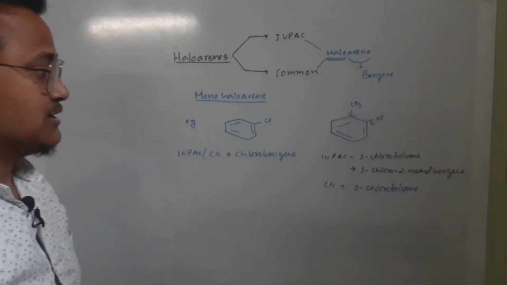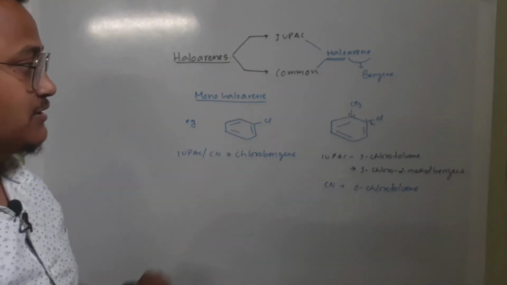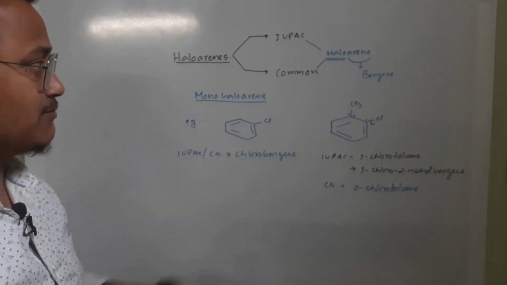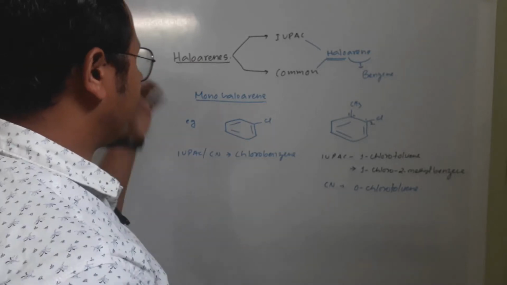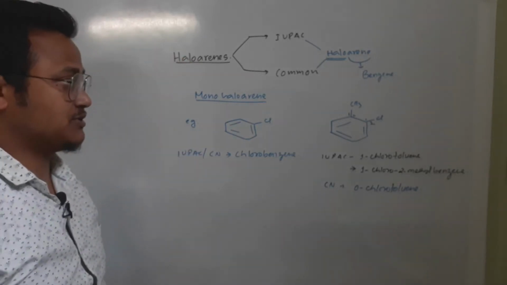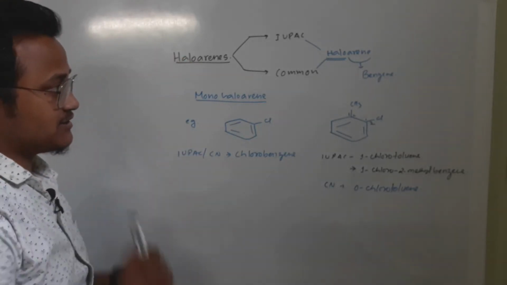Clear, guys? I think you were able to understand these things, right? Or you can go through the examples in your textbook also. This is how we have to name the haloarene compounds. Clear? Okay, I think you have understood this.